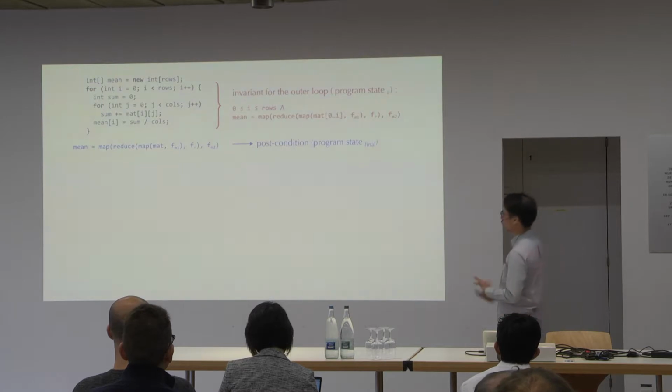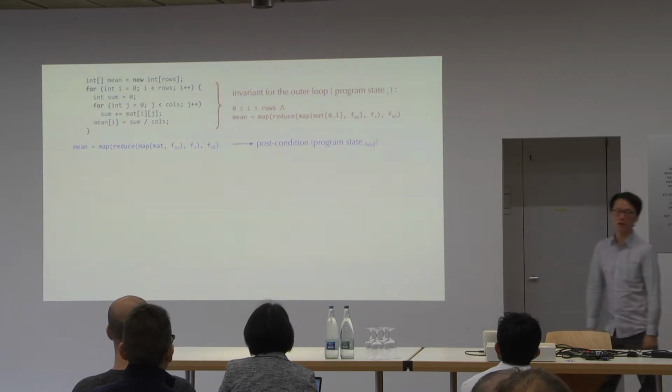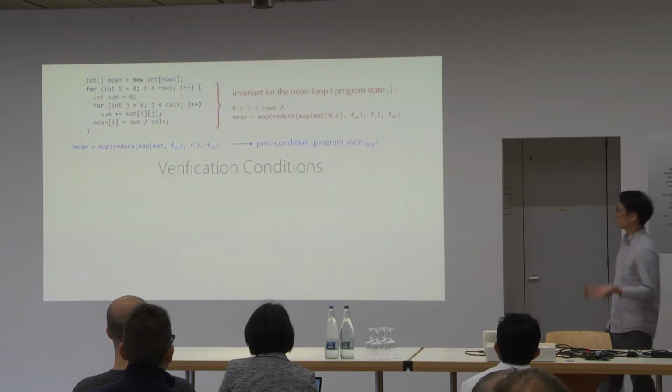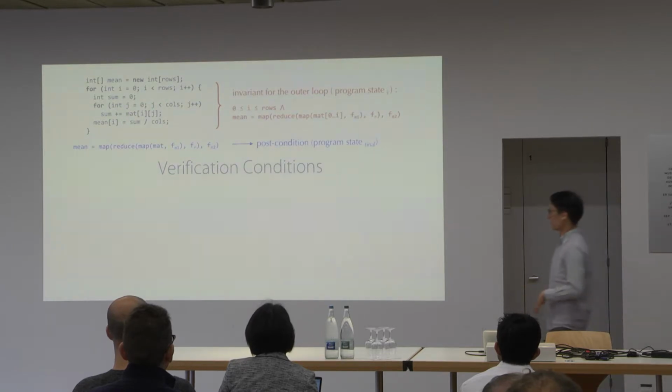There's actually a well-known theory that allows us to check whether a given post condition and a loop invariant is actually true. These are known as verification conditions. Some of you might have heard of this before. It came from Dijkstra's weakest preconditions. And in English, they basically say something like the following.